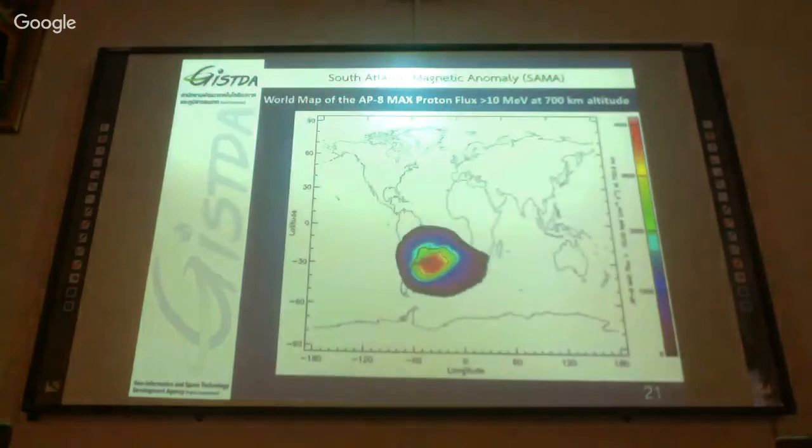This is the simulation of the South Atlantic Anomaly. So when our satellite flies past this area, it may destroy our electronic devices, like solar cells, or sometimes cause SEL or SEU, single event latchup or single event upset.